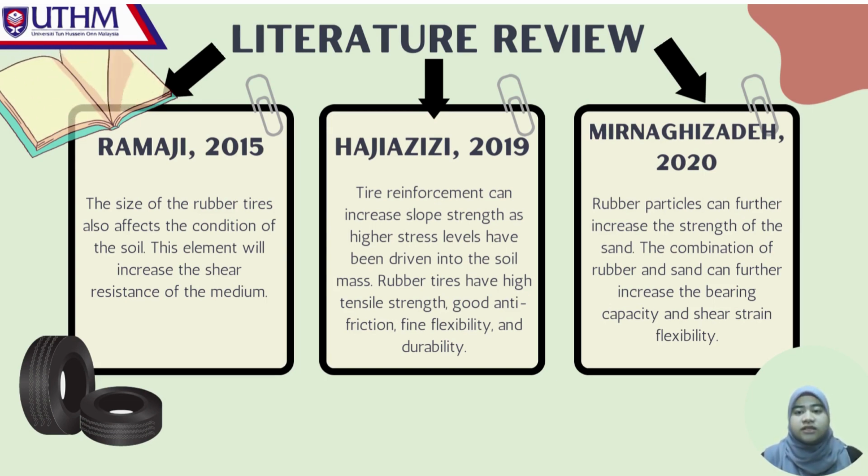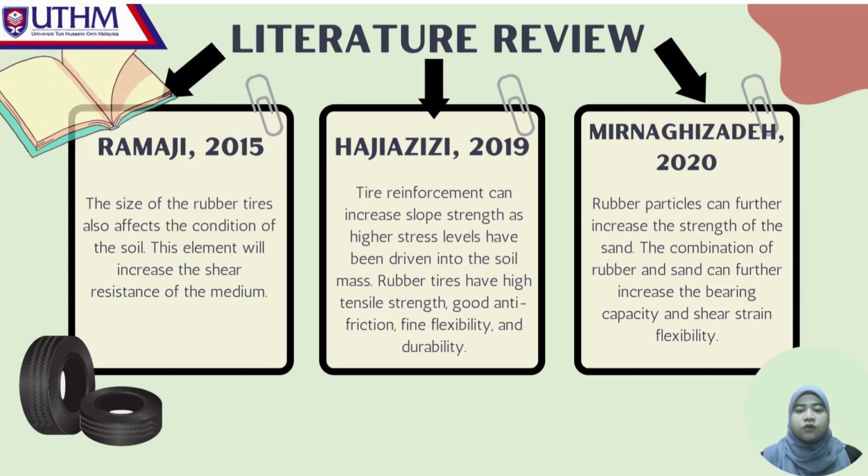Next, numerous case studies documenting the effective use of rubber tire in slope stabilization applications were the subject of research by Haji Azizi and friends in 2019. Tire reinforcement can increase slope strength as higher stress levels have been driven into the soil mass. Rubber tires have high tensile strength, good anti-friction, fine flexibility and durability. This method is not only able to stabilize the slope but it is also environmentally friendly and saves costs.